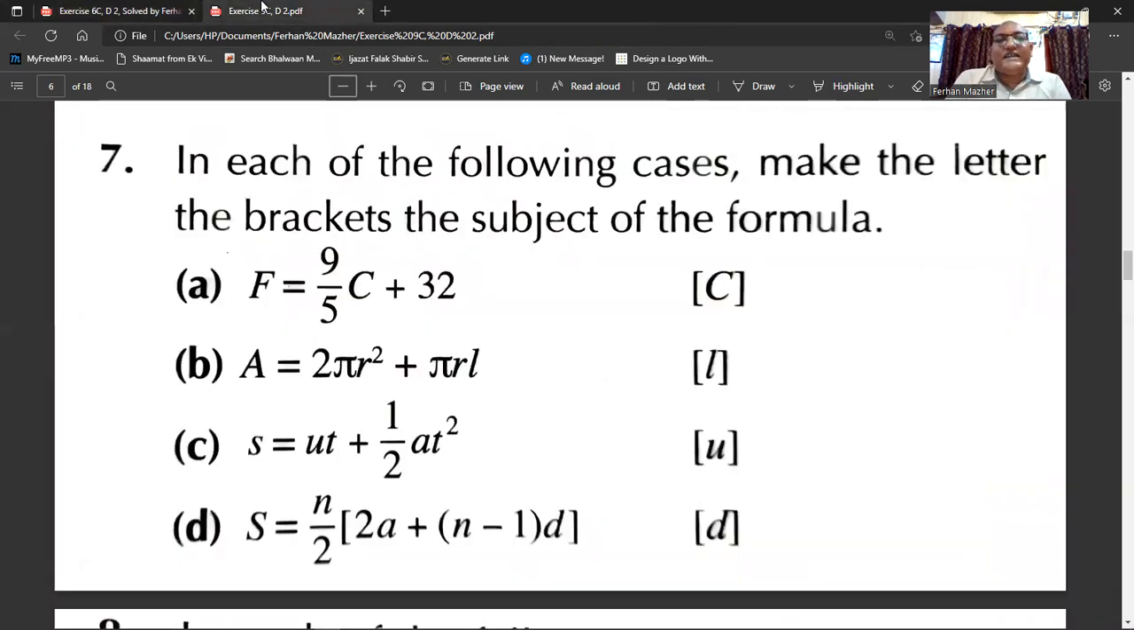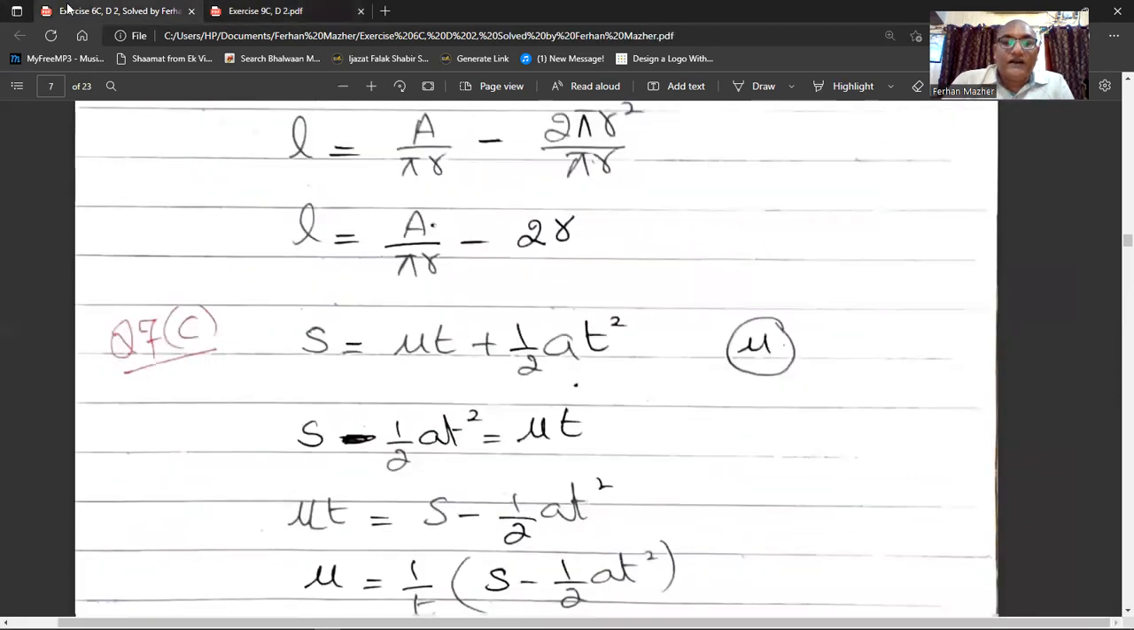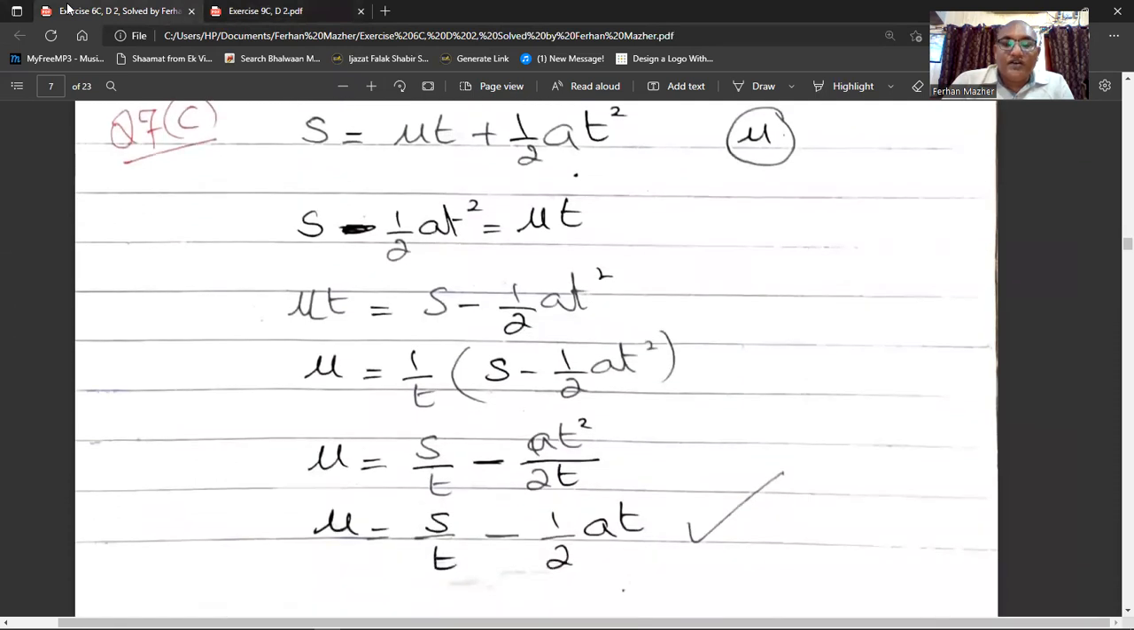Question number 7 is C part. It says S equals ut plus 1 by 2 at square, and we want u to be the subject of the formula. So let me show you. First of all, this term which is adding here, I will take to the other side, and it will subtract. So s minus 1 by 2 at square equals ut.